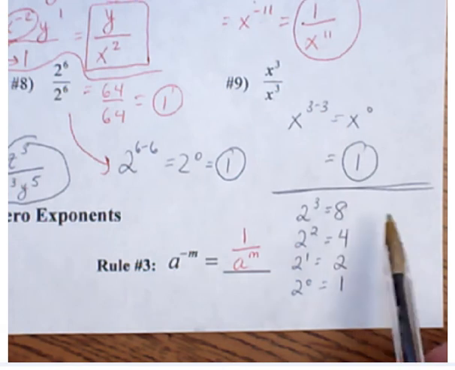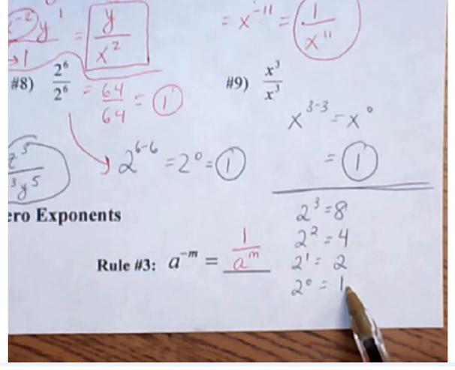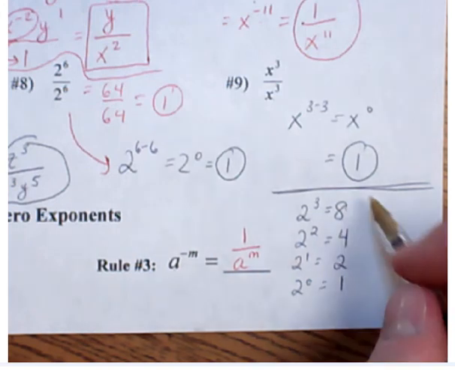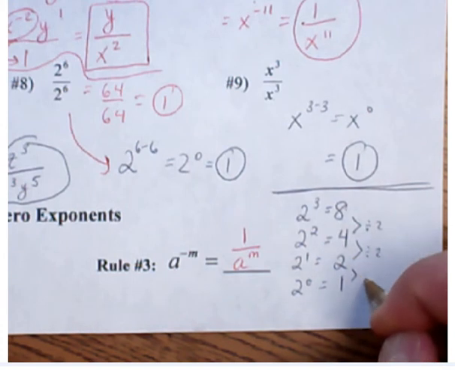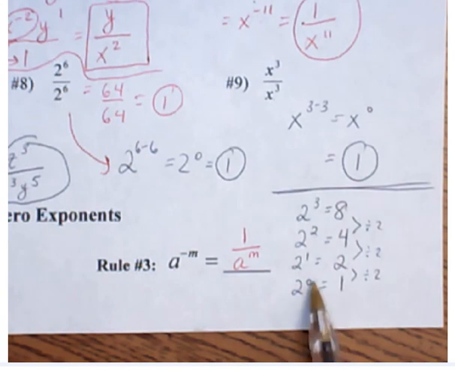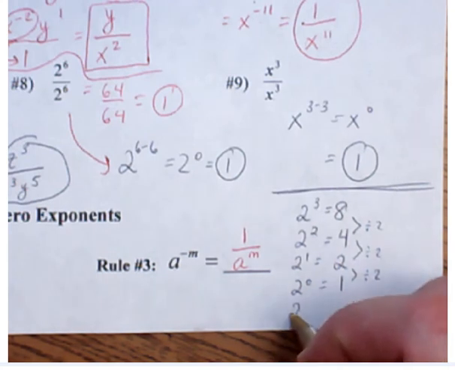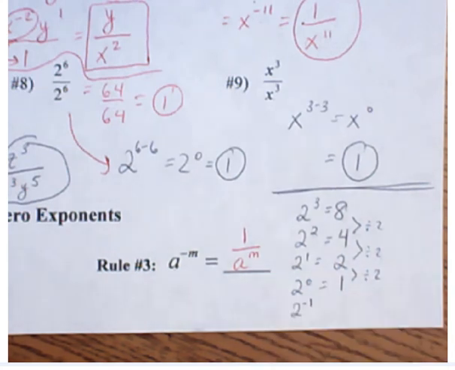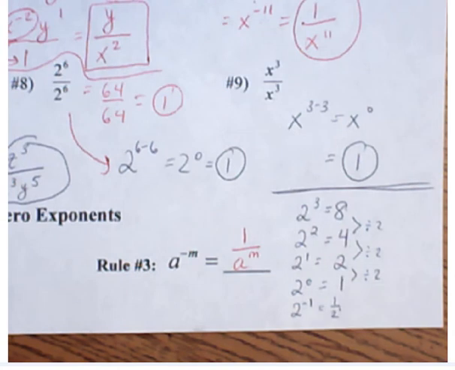Now notice the pattern here. If I go from 8 to 4 to 2 to 1, each time I divide by 2. So every time my exponent decreases by 1, I have to divide my value here by 2. So if I keep going here, 2 to the negative 1, well, I have to divide this by 2, and I get 1/2, which is 1 over 2 to the positive 1.